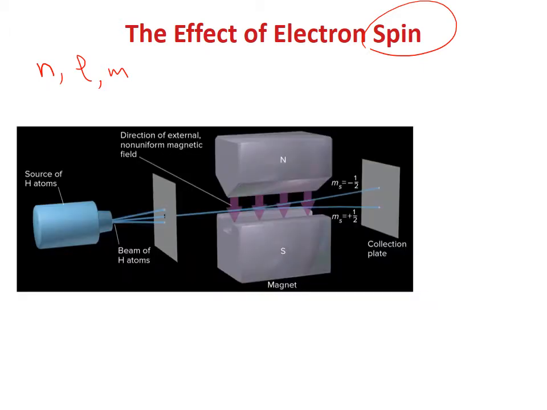When a beam of atoms such as silver or hydrogen atom pass through a non-uniform magnetic field, it splits into 2 beams. So before the magnetic field, they travel in one direction, and after the magnetic field, they travel in 2 directions. So that indicates that the interaction of these atoms with the magnetic field is quantized. There are 2 ways for them to interact with the magnetic field.